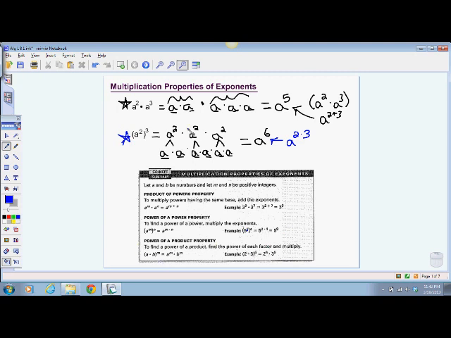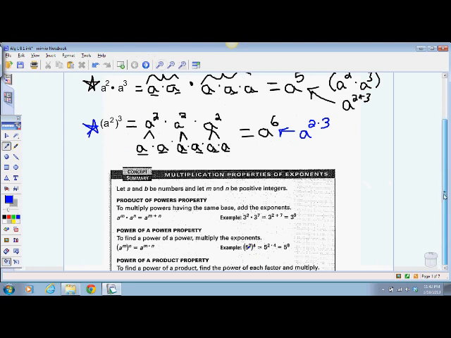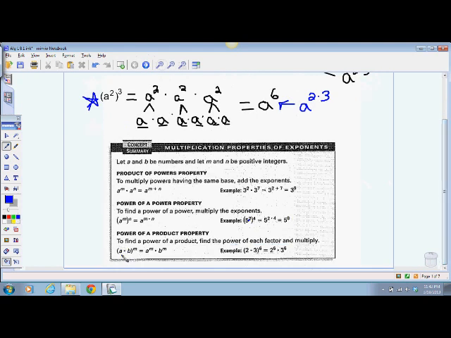The last property in here, which we didn't really have an example of, is the power of a product property. It says to find a power of a product, find the power of each factor and multiply. So if we have the product a times b raised to the m, that's like saying a to the m times b to the m. Remember, this is the power of a product property. This is not the same thing as saying a plus b raised to the m. That's different. We're multiplying here.